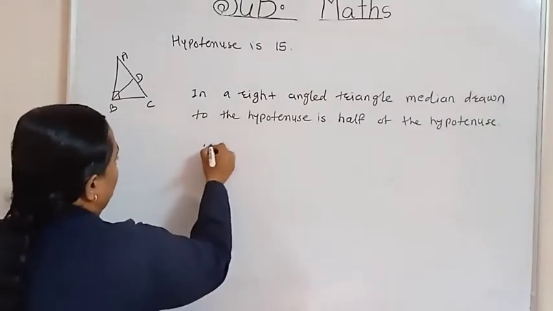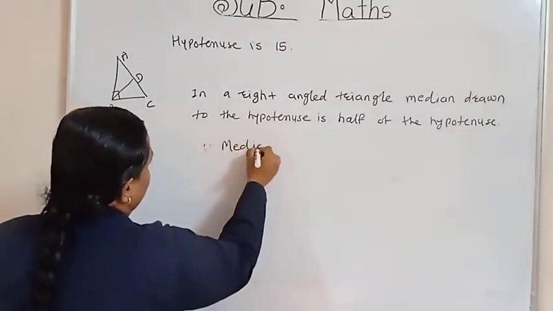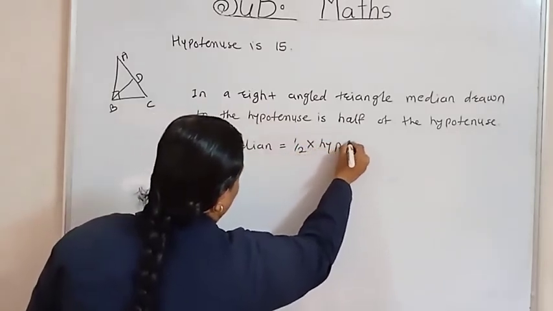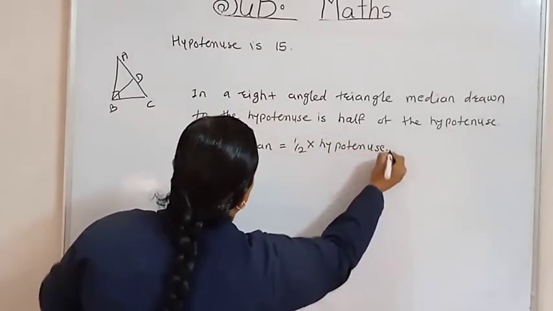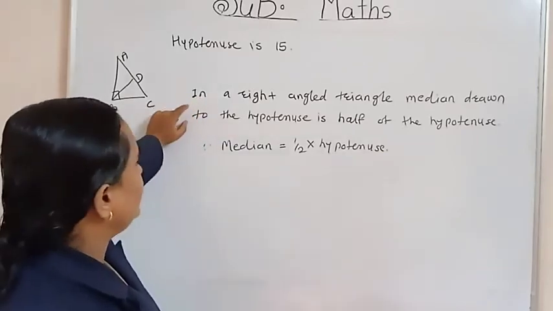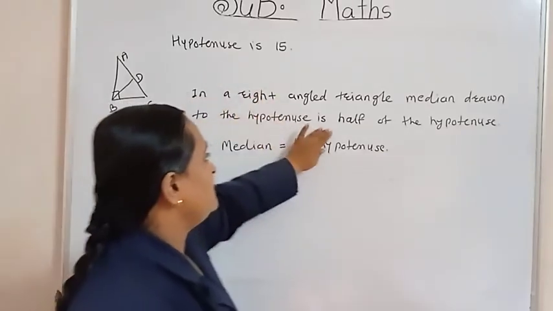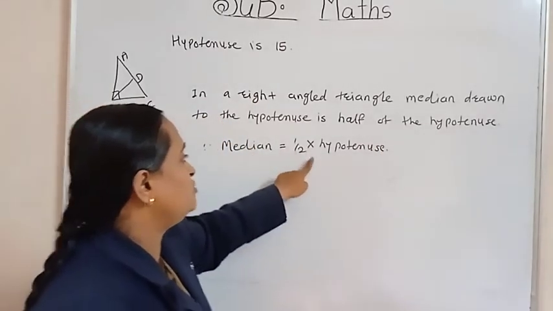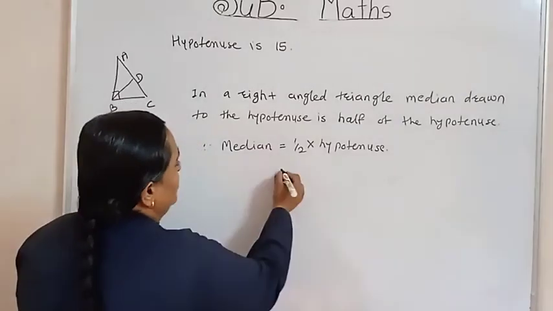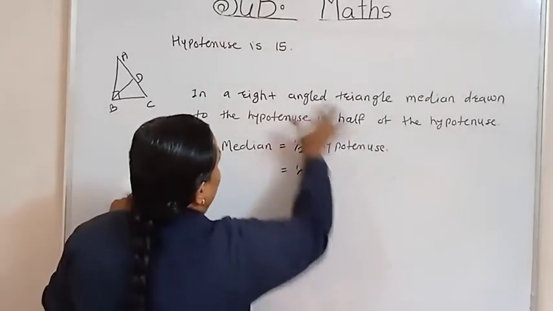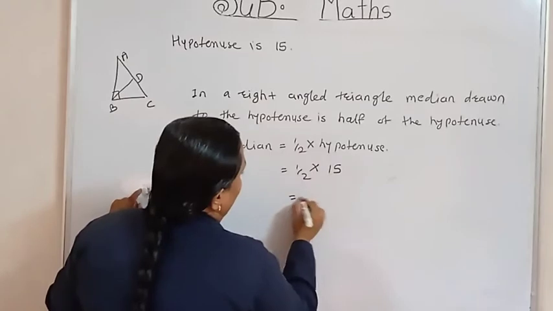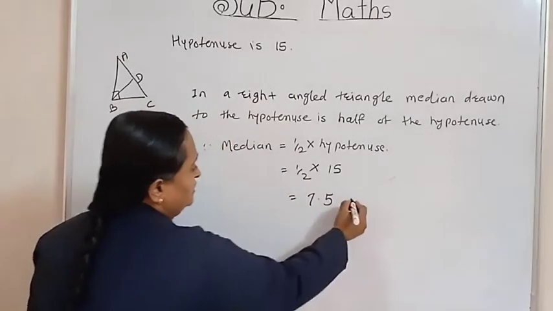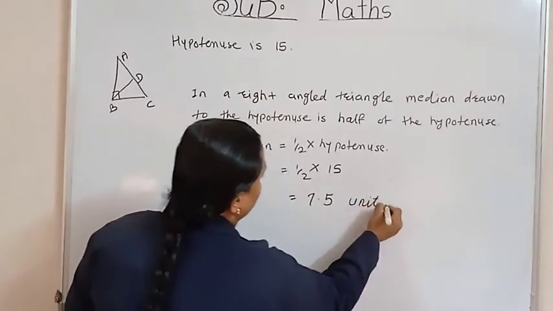Now see, therefore median is equal to half into hypotenuse. According to this theorem, in a right angle triangle, the median drawn to the hypotenuse is half of the hypotenuse, means the length of the median is equal to half of the hypotenuse. Now half into hypotenuse, which is given as 15, half of 15 is 7.5. Now the unit is not given, therefore we can write 7.5 unit.